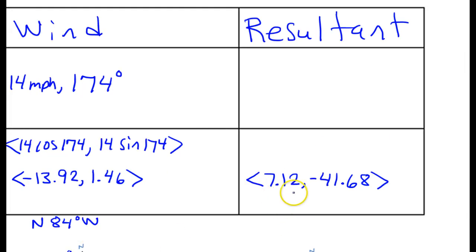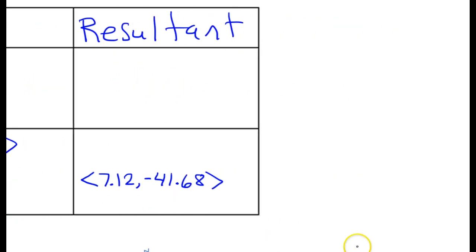I'm getting 7.12 comma negative 41.68. So now we need to take this component form for the resultant vector, and finally we need to figure out the magnitude and direction of the resultant vector. We need to find this version of the resultant vector. So let's just do that off to the side.